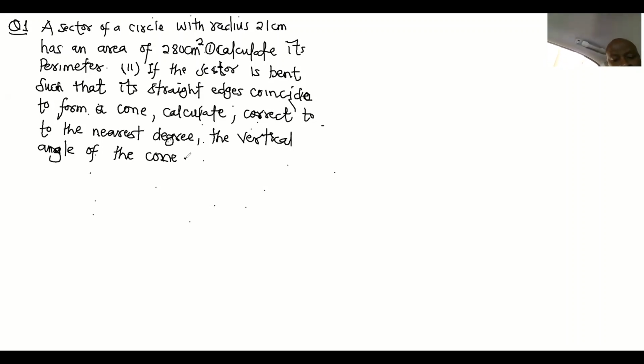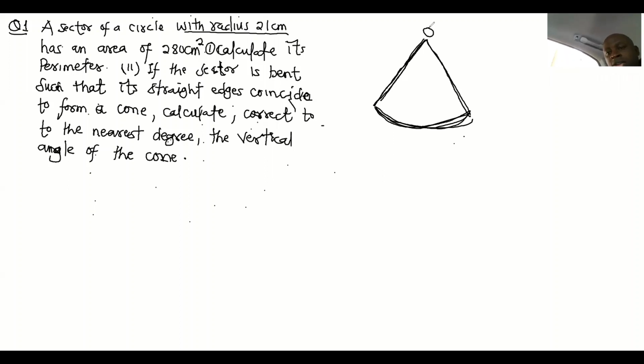Look at the question very well. It says a sector of a circle with radius. So we have a sector. This is the sector. I've explained this very well. This is the radius of the sector. This is the center of the circle where it's coming from. So this is the sector.